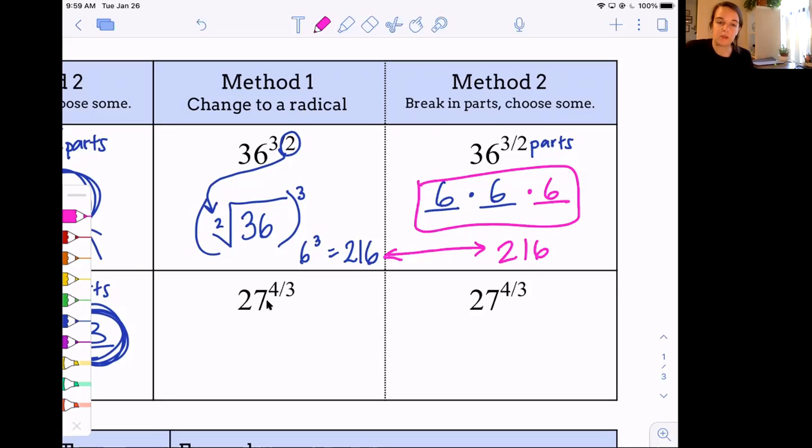Okay. Go ahead and try this one on your paper. 27 to the 4/3. I want you to try to write it in the radical form, like this, and then try to break it down into its parts, like this.